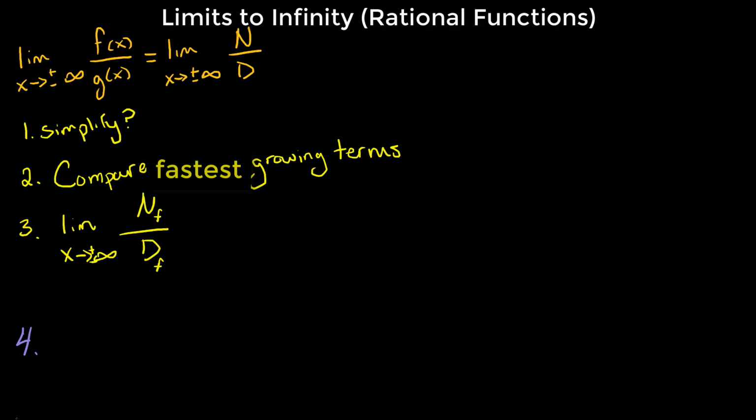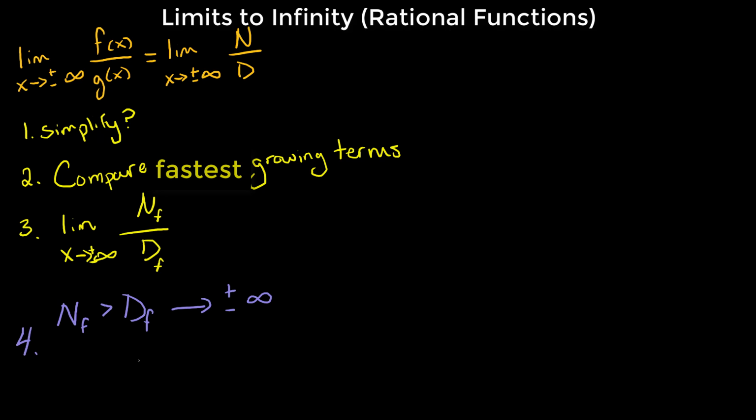So 3 cases can appear now. The first case: the numerator could be growing faster than the denominator. So let's say the numerator's term grows faster than the denominator's fastest growing term. In this case, our answer will either be positive or negative infinity, and it really just depends on the case. We'll go over some examples to show you what I mean by this.